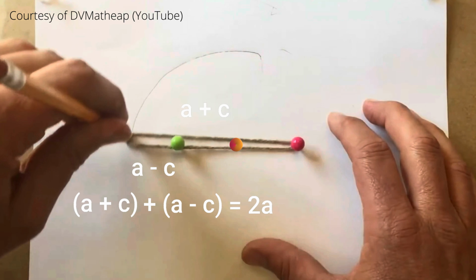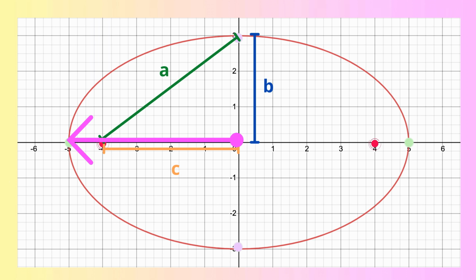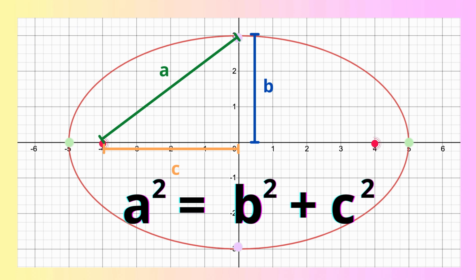Since this length is constant, we can also say that these distances, q and r, have the sum 2a, where q and r are both equal to a. Therefore, we can imply that the distance from the vertex to center, which is a, is equal to the distance from the focus to the co-vertex. Hence, it is equal to a. If you will recall the concept of a right triangle, this a refers to the hypotenuse, or the longest side of the right triangle. By Pythagorean theorem, we can say that a squared is equal to b squared plus c squared.